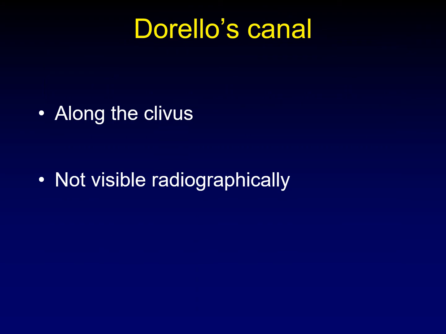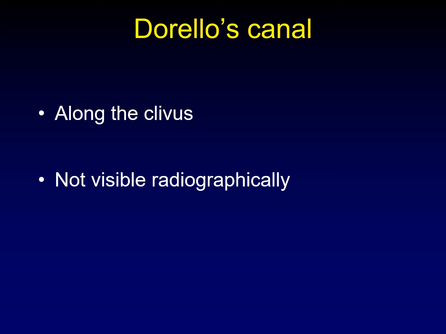Now let's talk a little bit more about Dorello's canal itself. Dorello's canal is a fibrous sheath embedded in the back of the clivus. It is surrounded by dura, and it's a very tight space. So if you are looking for the bottleneck along the course of the sixth cranial nerve, you are going to find that bottleneck in Dorello's canal.